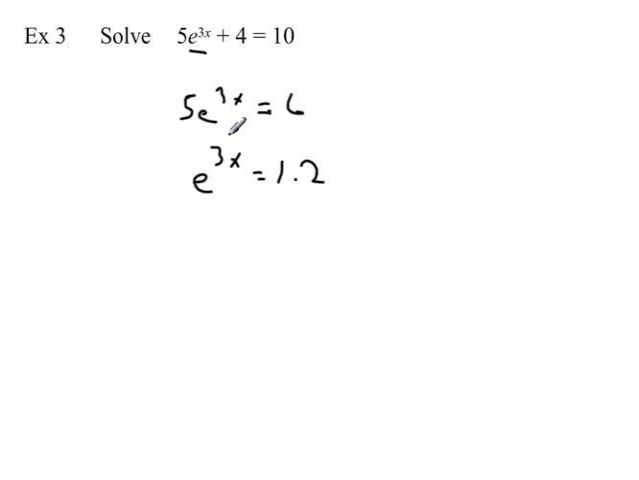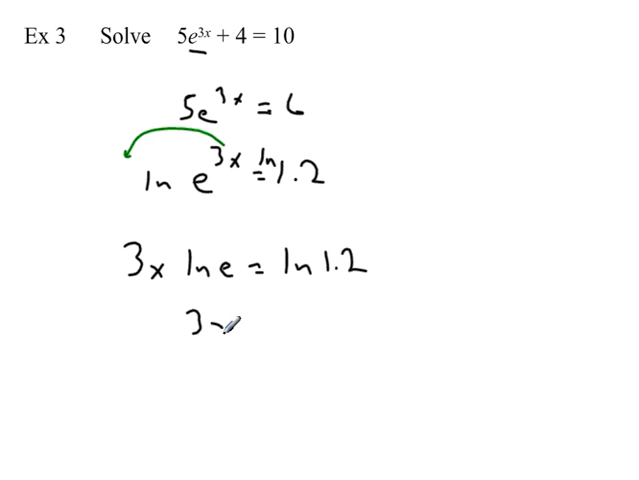So again, we've got our variable up here. Guess what? There's nothing we can do about that 3 right away. So let's take the logarithm, and actually I'm going to use the natural log of both sides, which will allow us to pull this entire power, 3x, out in front. So we get 3x times the natural log of e equals the natural log of 1 and 2/10. Now we know natural log of e is equal to 1, so I can write this as 3x equals the natural log of 1.2.